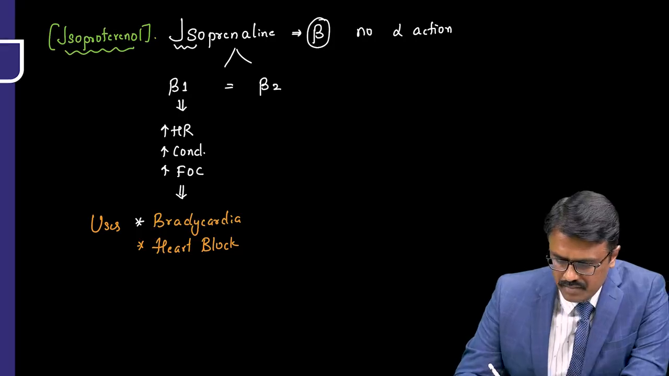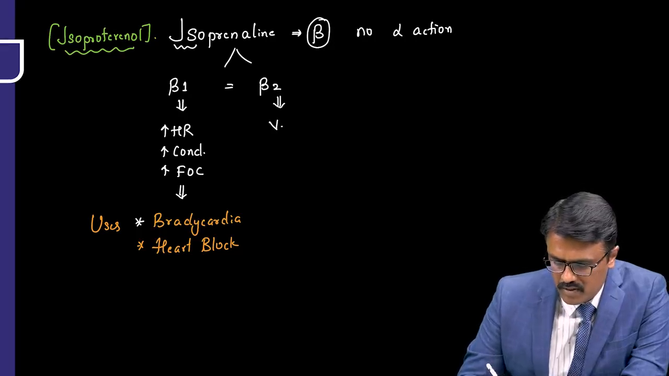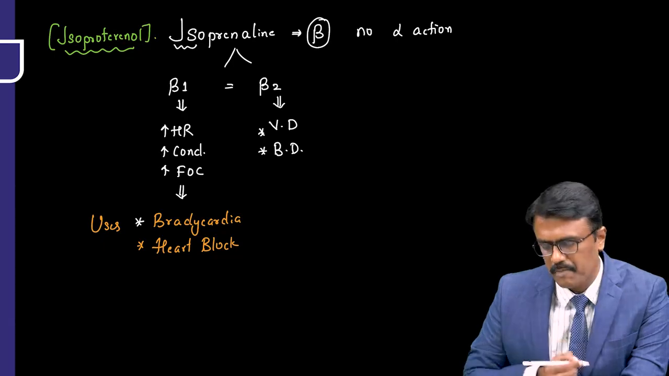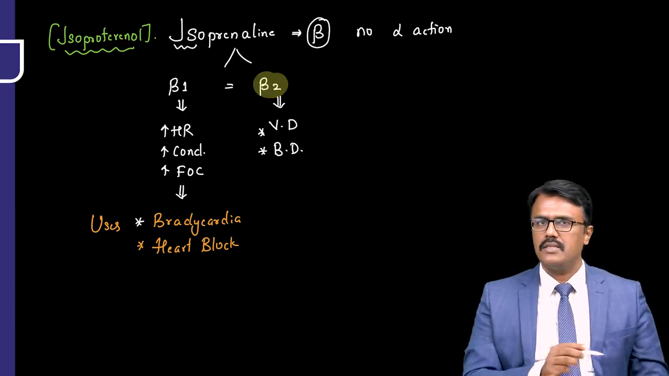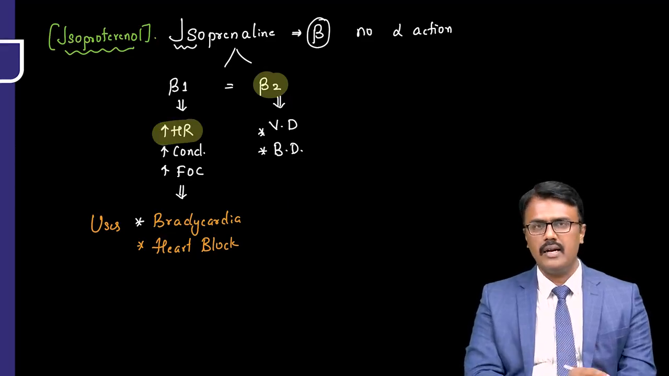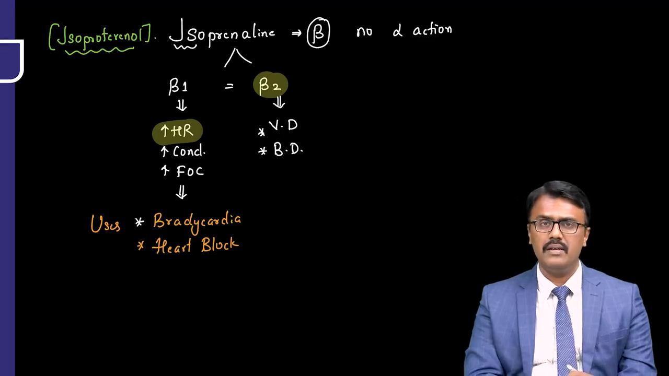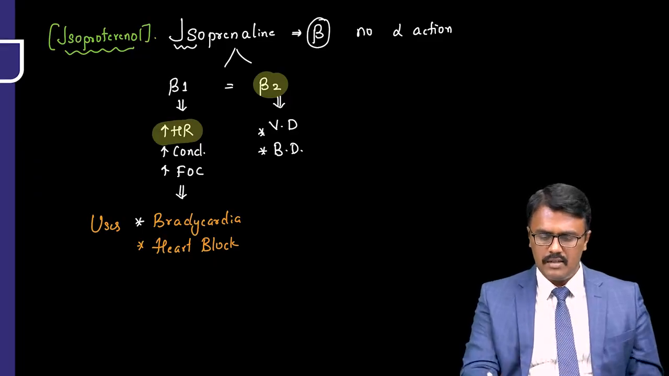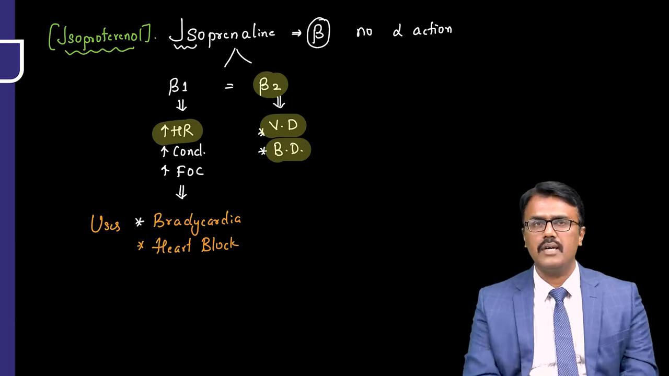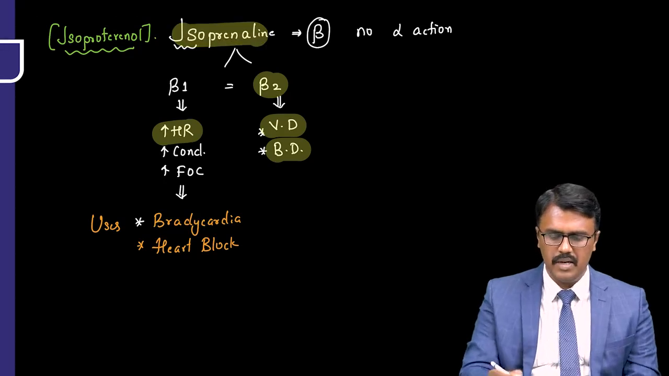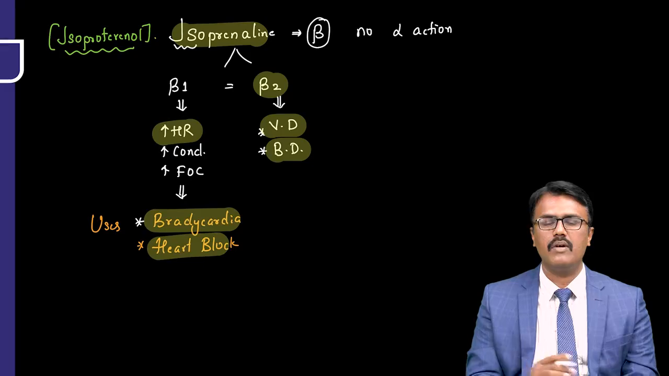Since it acts on beta 2, and beta 2 is present in blood vessels, it can cause vasodilation, and also present in bronchi, it can cause bronchodilation. The question is, can we use it in asthma? Yes, but we are not going to use it in asthma because the patient will get tachycardia, palpitations and so on. We have better drugs more specific to beta 2, like salbutamol, so we don't use it. And since it causes vasodilation, don't give it to a patient with hypotension. So this is the applied aspect you need to understand about isoprenaline. Major uses: bradycardia and heart block. So that is about the drug isoprenaline.